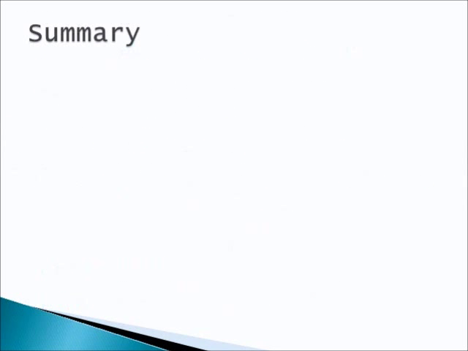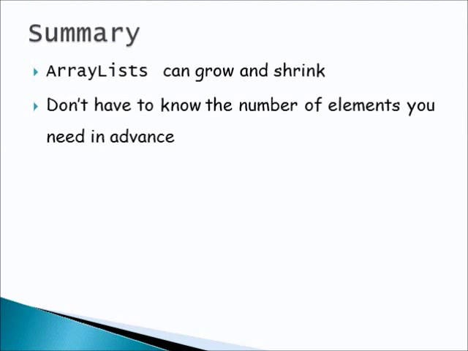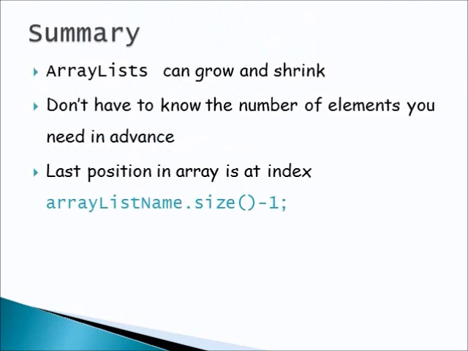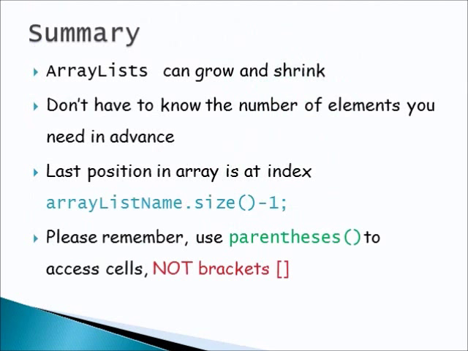Now for a quick summary. ArrayLists can grow and shrink. They're handy to use since you don't have to know the number of elements you need in advance. The last position in an ArrayList is at this index, the size of the array minus 1. And please, please, please remember, use parentheses to access ArrayLists. Never use brackets like you would on a normal array.